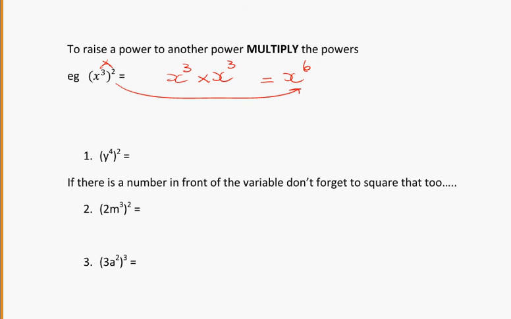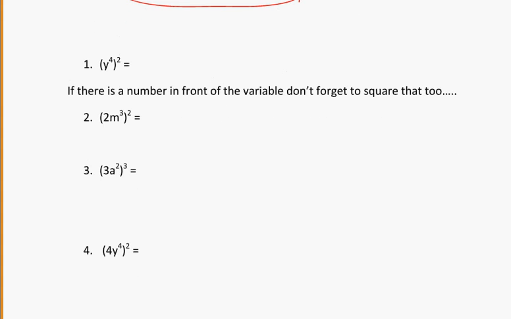Try the first example. Y to the power of 4 squared, which means y to the power of 4 times y to the power of 4. We don't have to write it out in full. We can just say it's 4 times 2, which is y8.